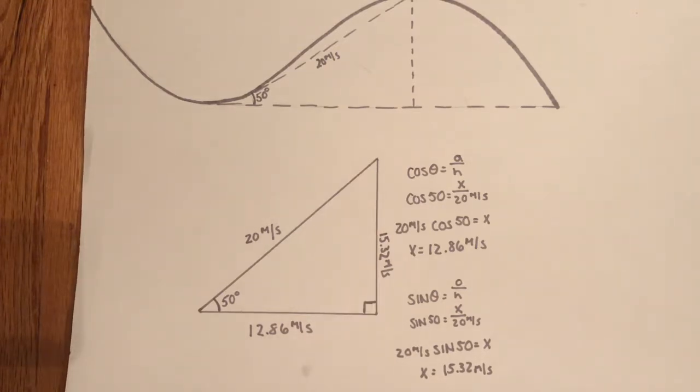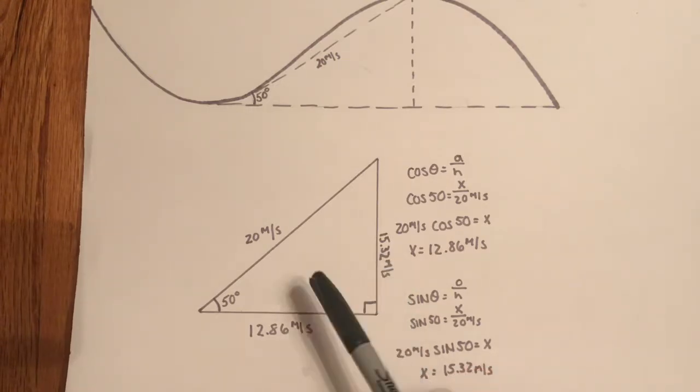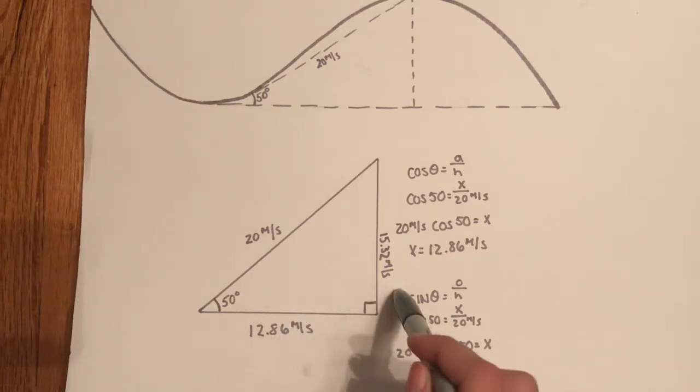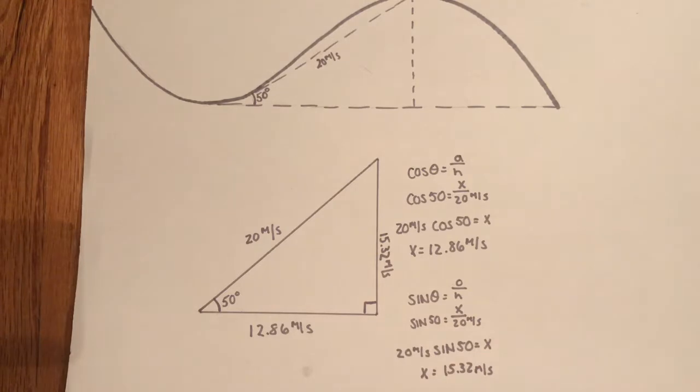Now, it's important to know that you'll be solving for the velocity of the horizontal and vertical component rather than the horizontal displacement and the vertical displacement. Since we will be using the 20 meters per second, which is a velocity, that means that our other answers will also be velocities. So in order to solve for a horizontal velocity, I used cosine.